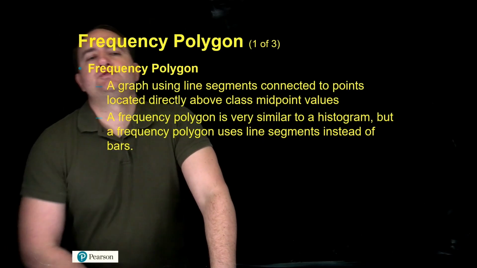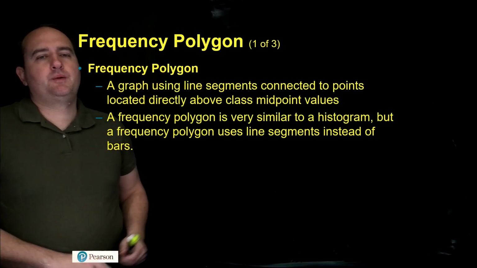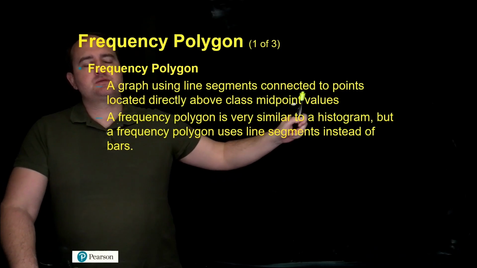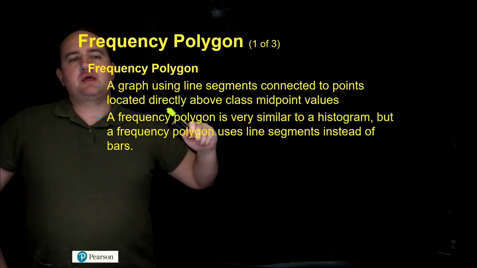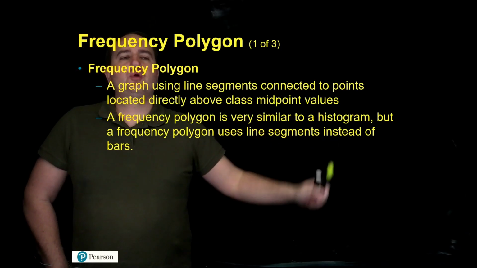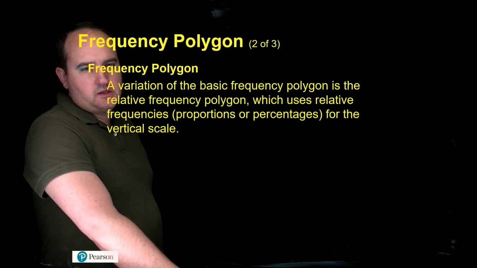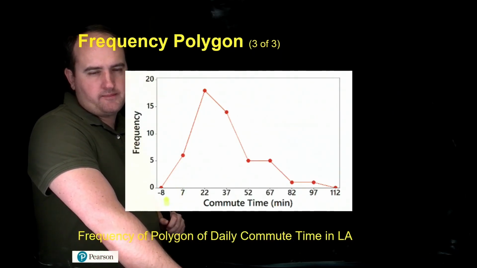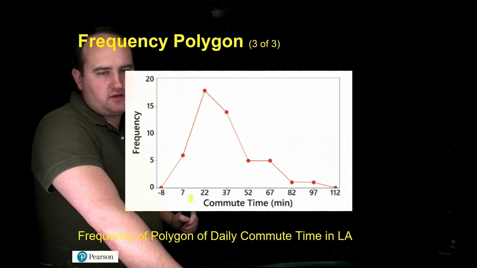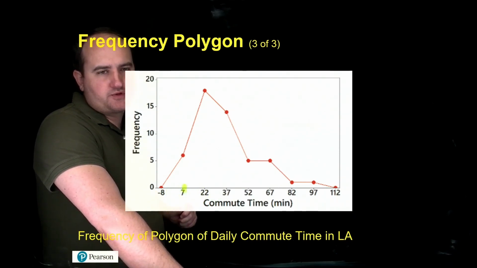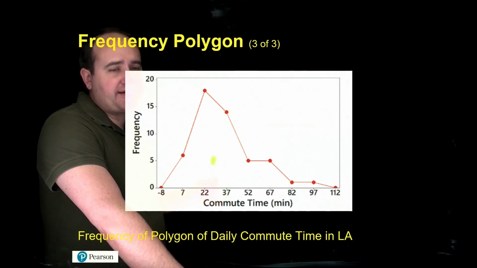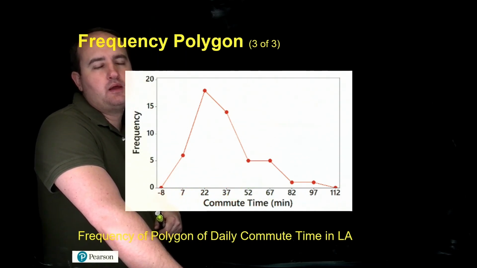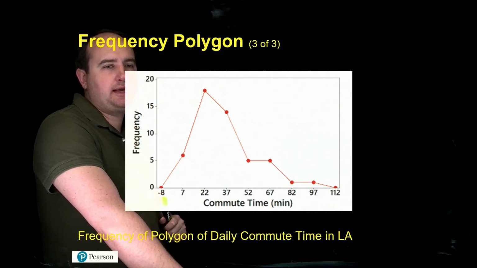Okay, so a frequency polygon is a graph that uses line segments connected to points located directly above class midpoint values. So like here, the -8, the 7, the 22, the 37, and so forth, those are supposed to represent class midpoint values. And of course, you can't have a commute time of -8 minutes.